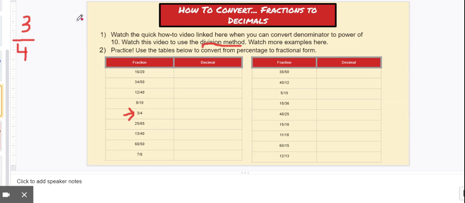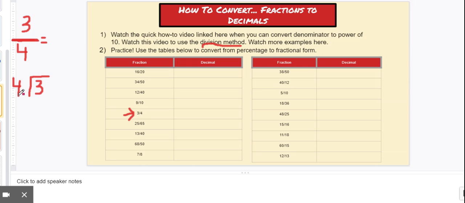So I'm going to show you this method called the division method. If you can remember one thing from sixth grade math, remember that a fraction bar really means divide. All a fraction is, is a division problem. That's it. So we're going to turn this 3/4 into a division problem. We're going to take the numerator 3 and divide it by 4.